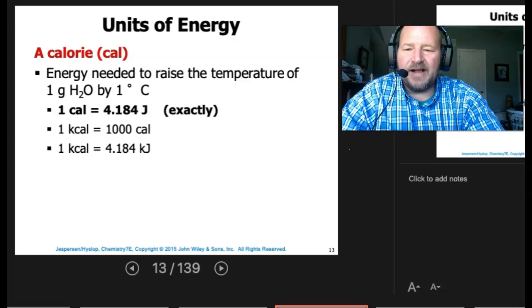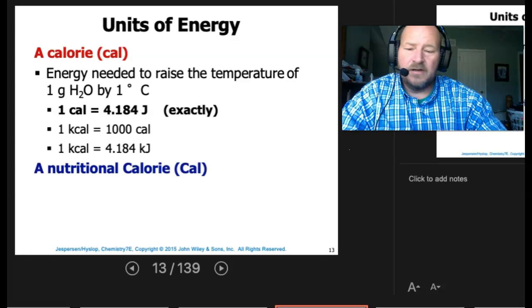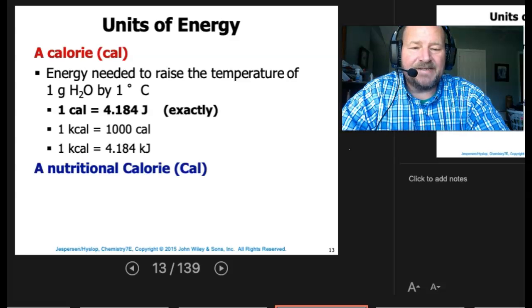Now, this little calorie is not the same as a nutritional calorie. Our food calories are going to be a big C, right?